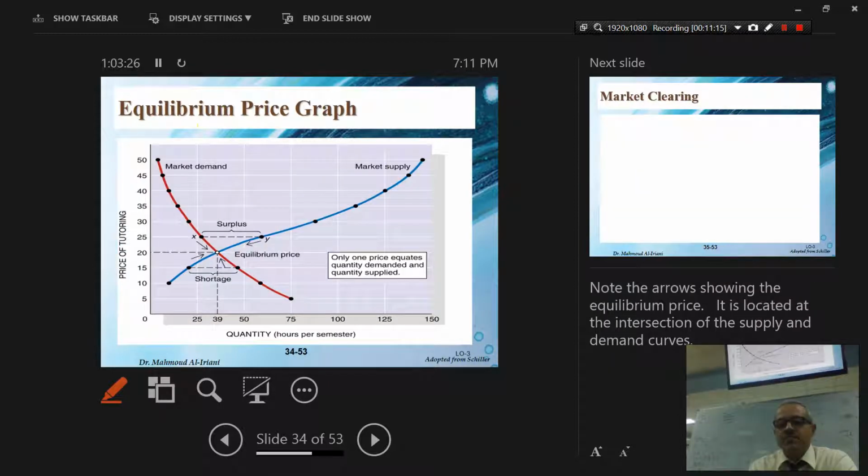And we've got this example. That's the demand curve, supply curve, they meet. What's the equilibrium price? 20. 20. And what's the quantity demanded?